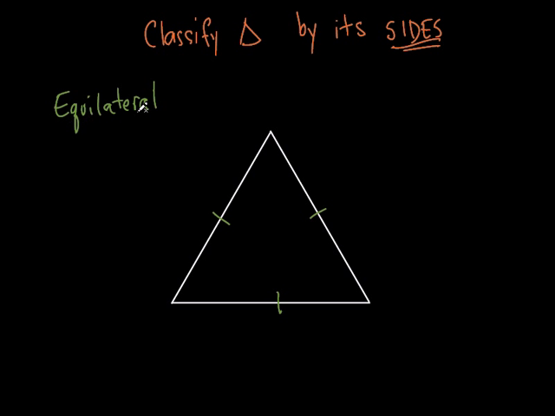Equilateral, if I can spell it right. Lateral means sides, okay? Lateral. If you ever played sports or something like a basketball drill, you move laterally, you move side to side, okay? So lateral means side. So if it has equal sides, then that triangle would be called equilateral.